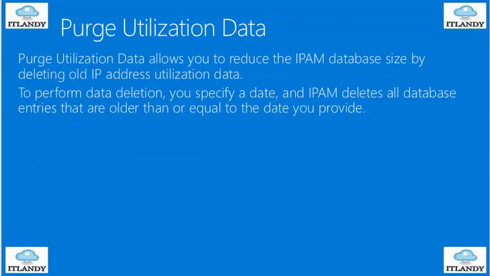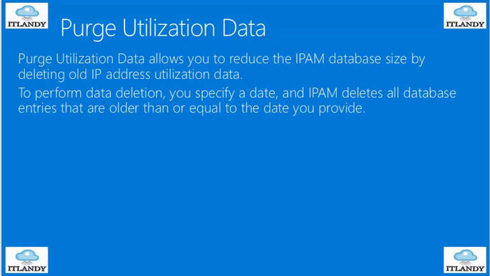Purging utilization data. That was one of the issues we had in 2012, not being able to purge. Purge utilization data allows you to reduce the IPAM database size by deleting all the IP address utilization data. To perform the data deletion, you specify a date and IPAM deletes the database entries based on your requirement.